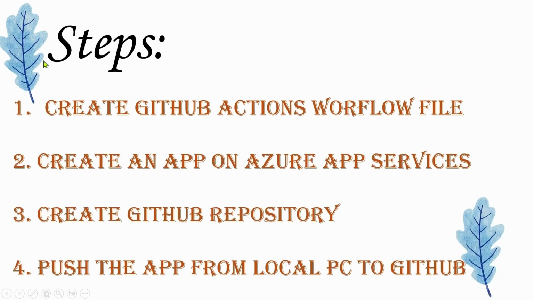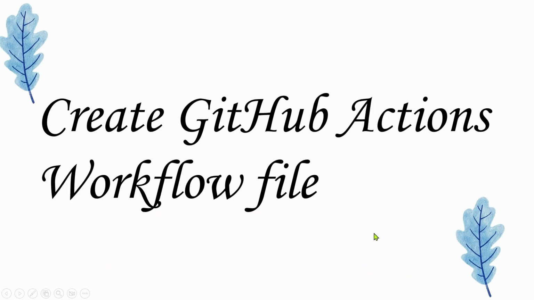There are 4 steps which we will perform to create the CI/CD pipeline. Step 1: Create the GitHub Actions workflow file. Step 2: Create an app on Azure App Services. Step 3: Create a GitHub repository. Step 4: Push the app from the local PC to the GitHub repository. This will trigger the workflow and our app will be deployed to Azure.